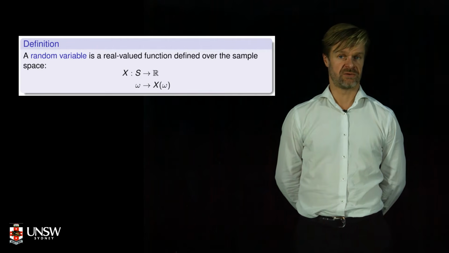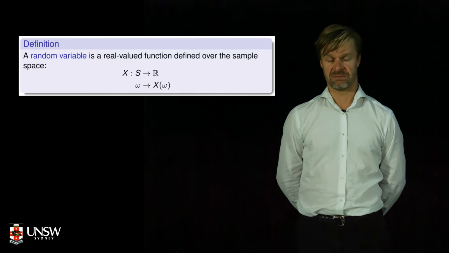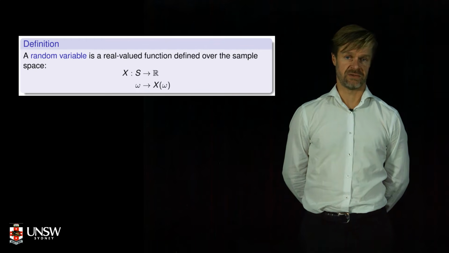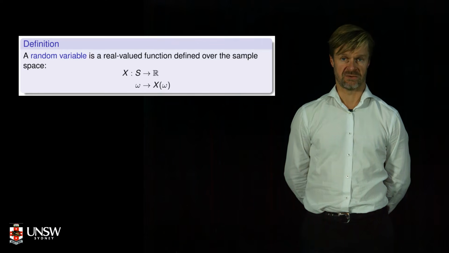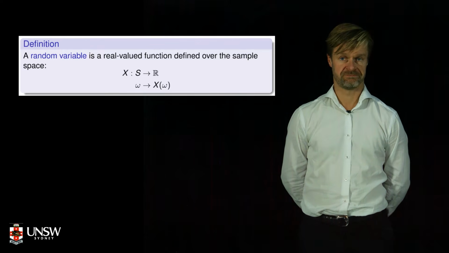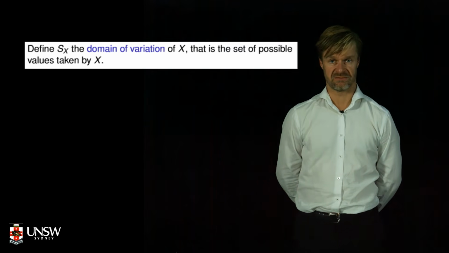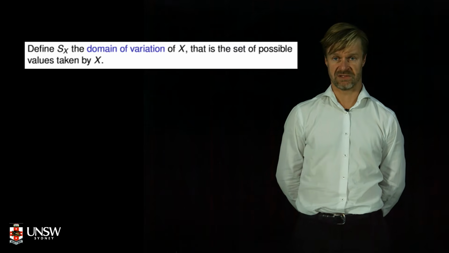Formally, we could say a random variable is a real valued function defined over some sample space S, mapping from that sample space to real numbers, so that any event maps across to a number. We use a capital letter to denote the random variable, so often capital X. And we could talk about the domain of variation of X, or the sample space of X. Basically, the set of all possible values that X can take is S subscript X.